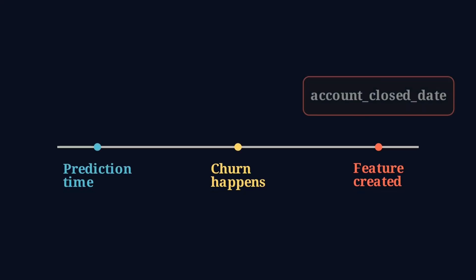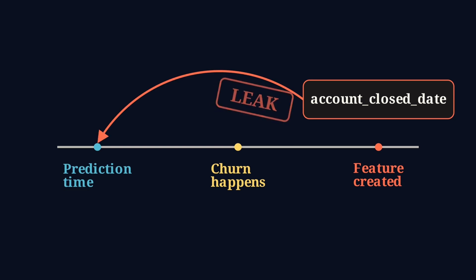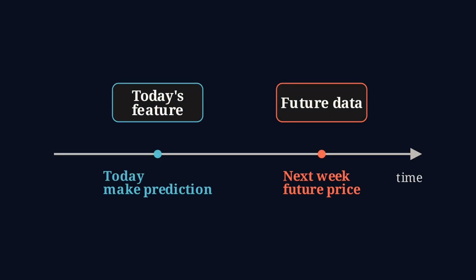Here are some common ways leakage happens. Suppose you are predicting whether a customer will churn, but one feature is account close date. That is not a feature, that is a spoiler. This is very common in time series problems. For example, predicting tomorrow's stock movement using a feature calculated from next week's price. The model appears to predict the future, but actually the future was used to create the feature.